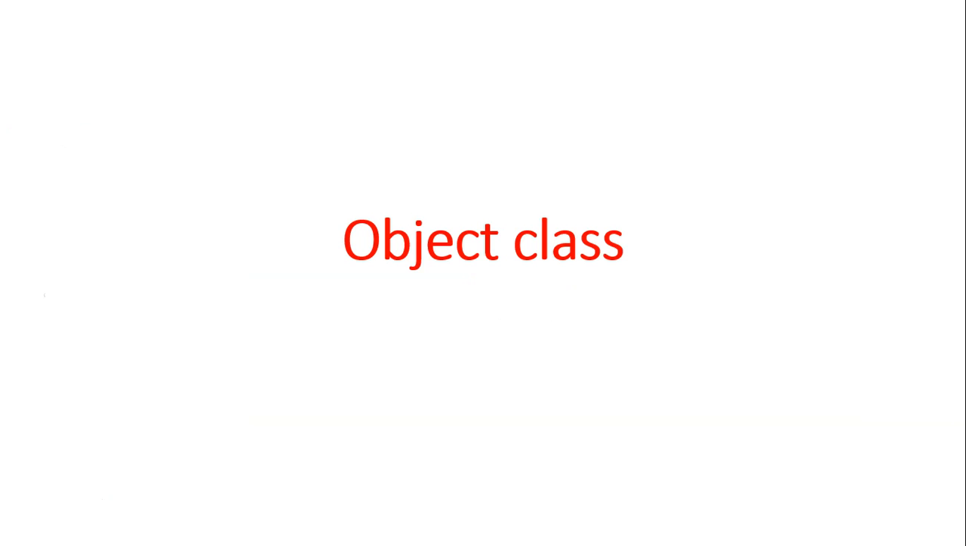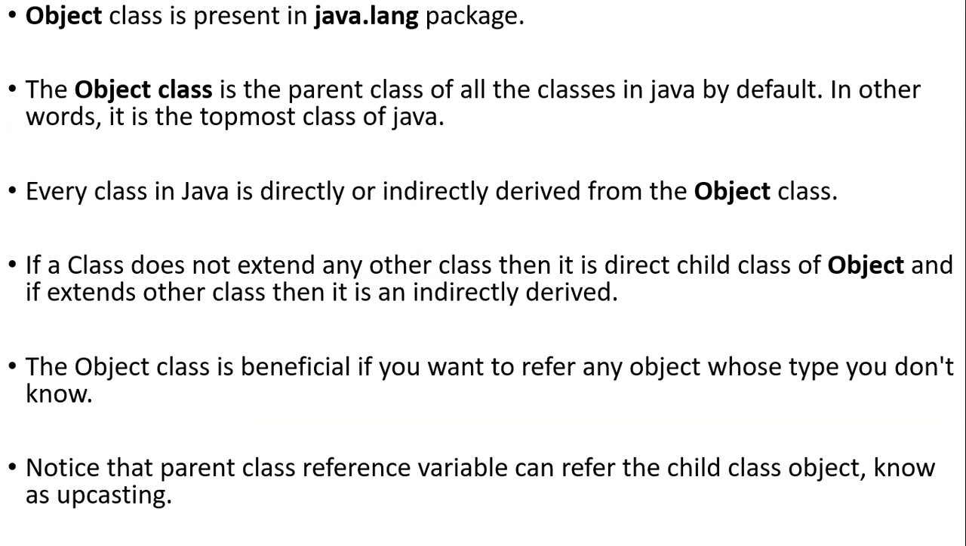Hi everyone, the next concept is the Object class. So what is the Object class? Object is a class, and the name of the class is itself Object. Generally, what we know till now is that we create a class and we create an object for that class to access the members of a class.